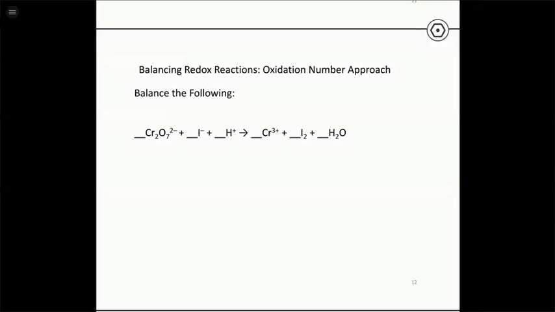Now this is a situation where we have to be a little bit careful. We have 1 iodide on the reactant side and 2 on the product side. That's the only place that iodine shows up. So before we even start, we could determine that this I minus needs to have at least a coefficient of 2 in front of it.